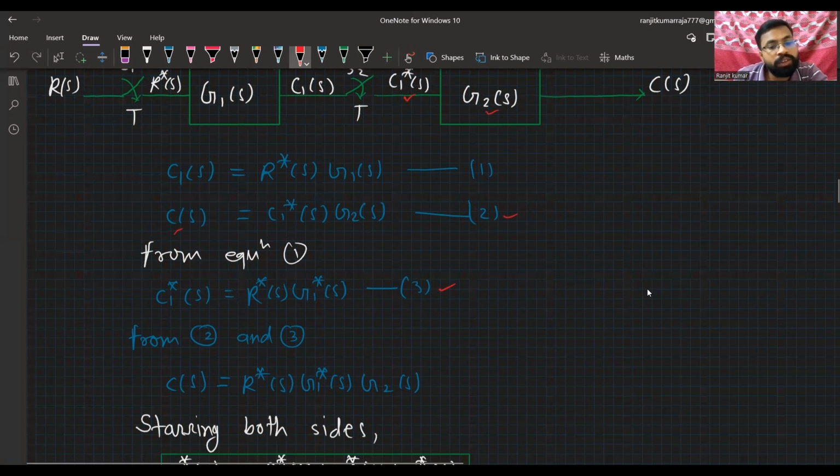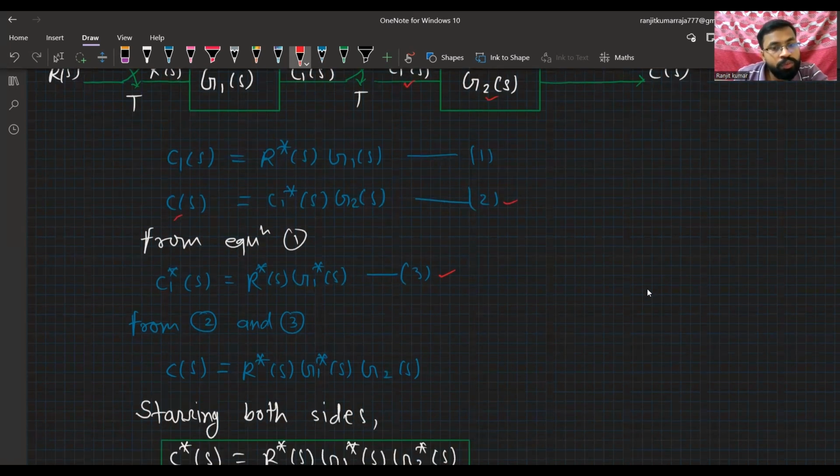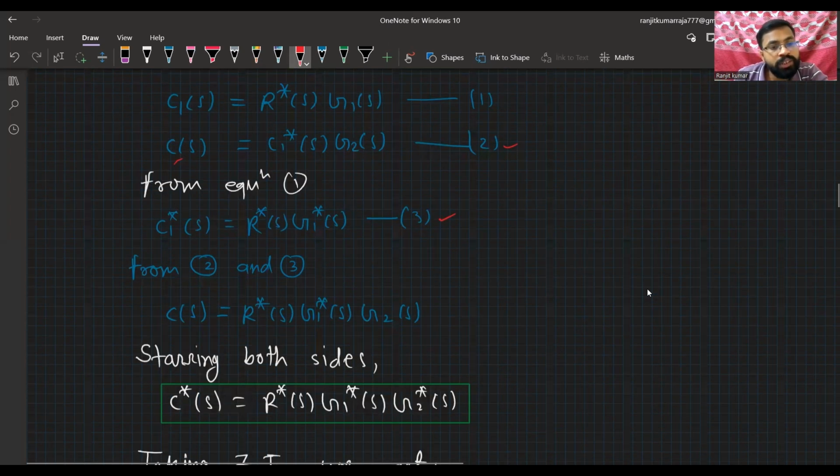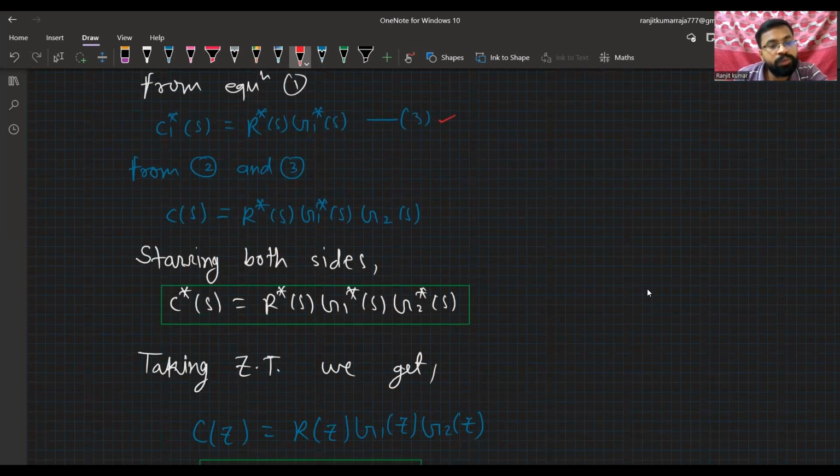Okay, after that, from equation 2 and 3, here C1 star is given. So in the place of C1 star, we can substitute equation number 3, that is C1 star of S. So it will become C of S equals to R star of S, G1 star of S, G2 of S. Okay, now again taking star on both sides, we will get C star of S, R star of S, and G1 star of S. Now this will stay the same, and G2 of S will become a star function. Okay, that is G2 of S.